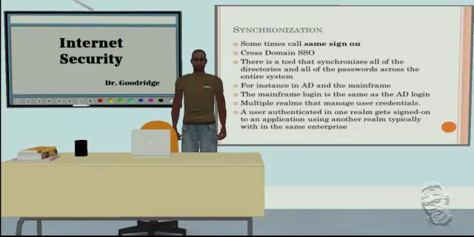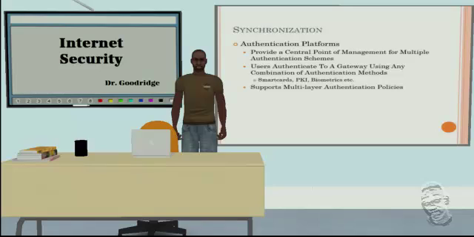A user authenticates, or is authenticated, in one realm, gets signed on in an application using another realm, typically within the same enterprise. Again, referred to as authentication platforms, they provide a central point of management for multiple authentication schemes. Users authenticate to a gateway using any combination of authentication methods, smart cards, biometrics, just for an example. Support multiple layer authentication policies.